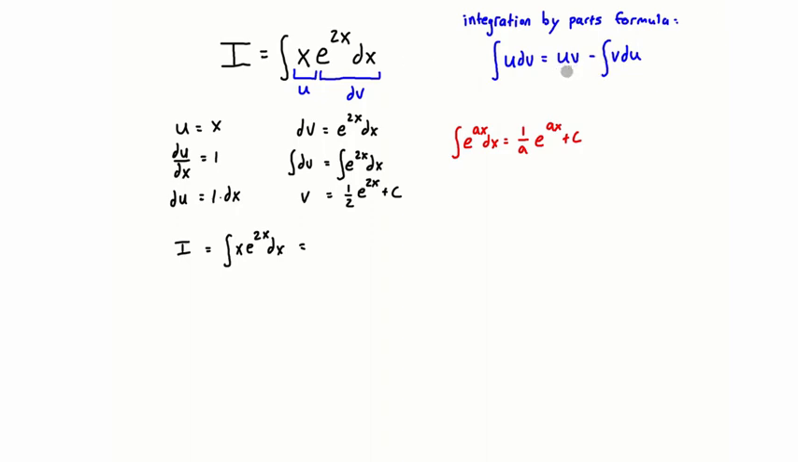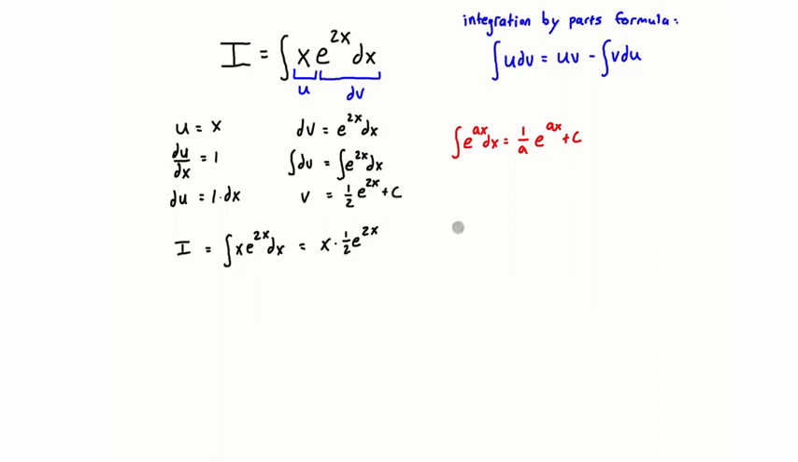So we have u times v. Let's find u. U is x. We've got x, and then v is right here as 1/2 e to the 2x plus c. So this is going to be times 1/2 e to the 2x. In this case, you're going to find it's a lot easier to just drop the arbitrary constant in your expressions. You don't have to.